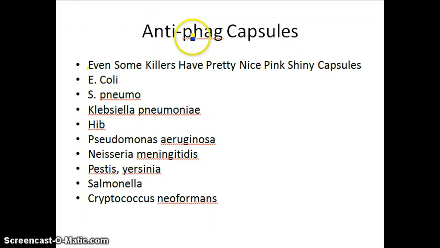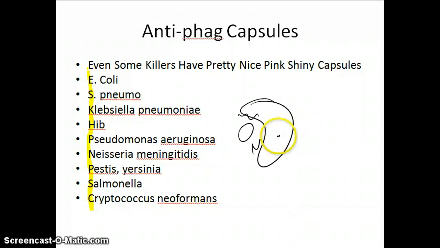Anti-phag capsules, okay, this is important to know. Even some killers have pretty nice pink shiny capsules, okay? When the macrophages go to gobble those up, okay, nom nom nom, they go to gobble them up, right? And then the macrophages themselves are going to explode, okay? It doesn't really touch that bacteria.